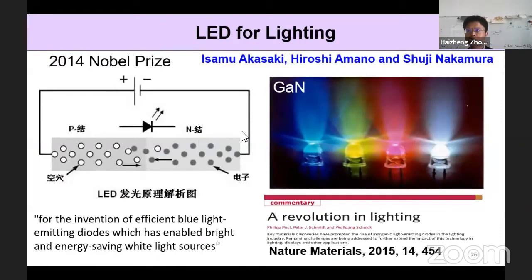Okay, now we shift to light-emitting diodes. I think many of you may be familiar with that, because the PN junction light-emitting diodes have been very successful in generating white light, and the efficiency is quite high, in particular for gallium nitride, which was invented in the 1990s, and became the popular light source for general lighting and also for displays.